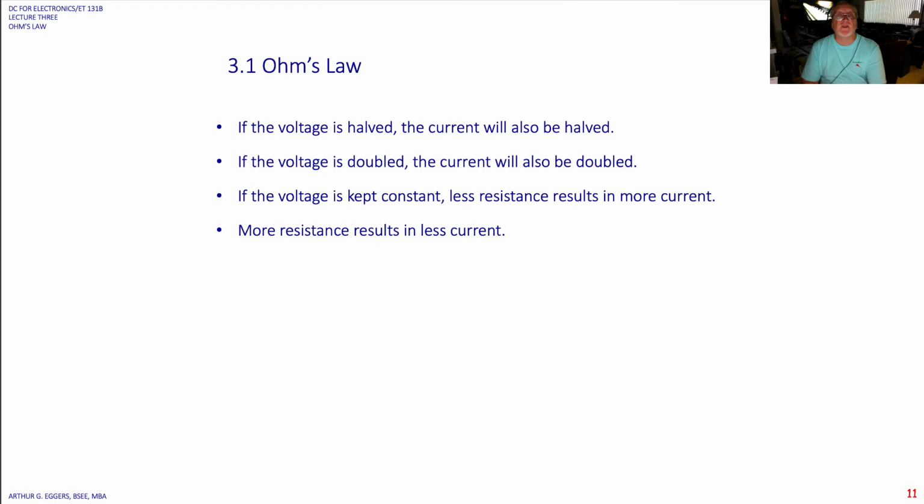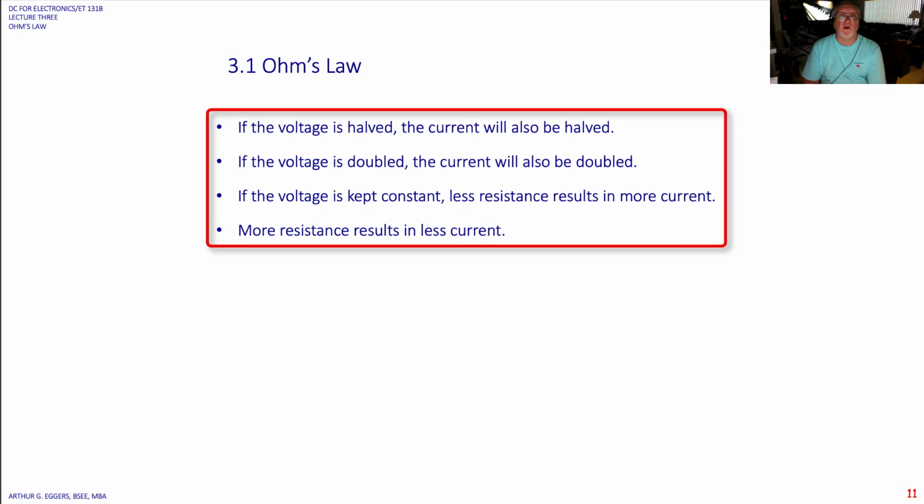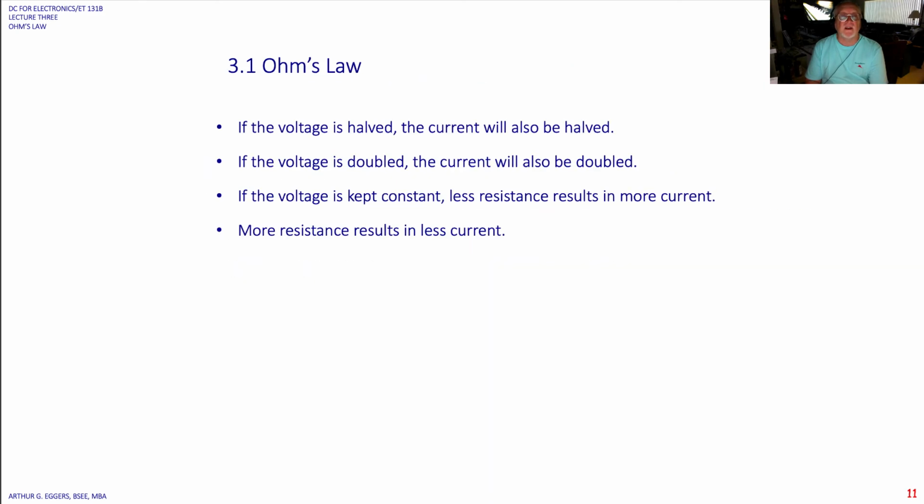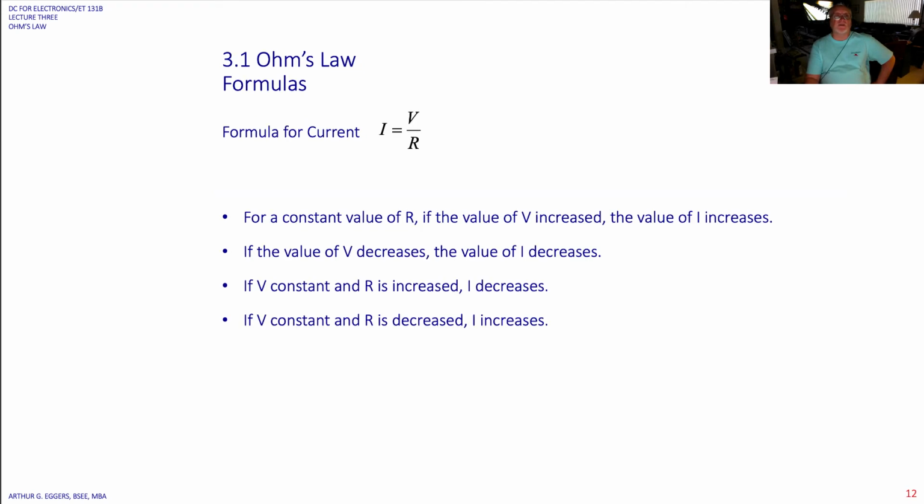Ohm's law states that if the voltage is halved, the current will also be halved. If the voltage is doubled, the current will also be doubled. If the voltage is kept constant, less resistance results in more current. More resistance results in less current. And again, you don't have to memorize these things. All you have to do is go back and look at those three relationships, and everything that is said here and here comes directly out of those three relationships.